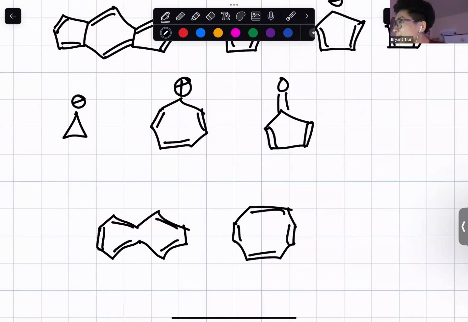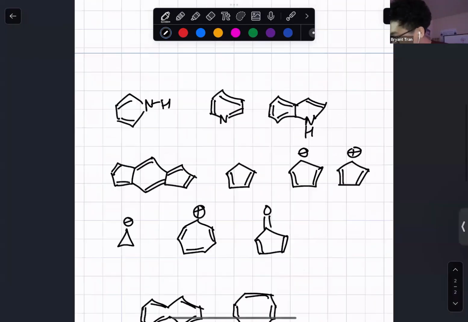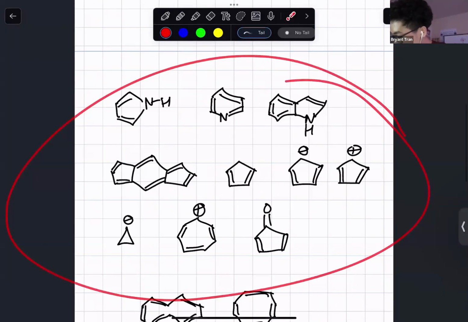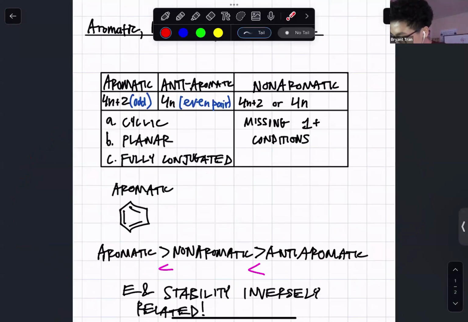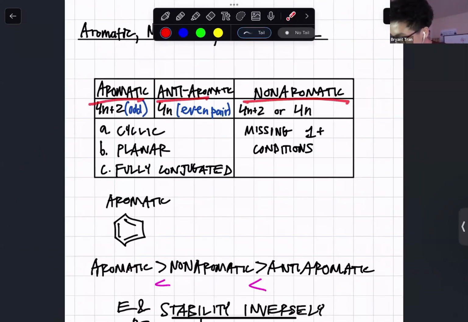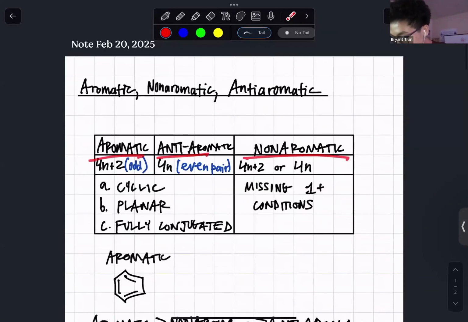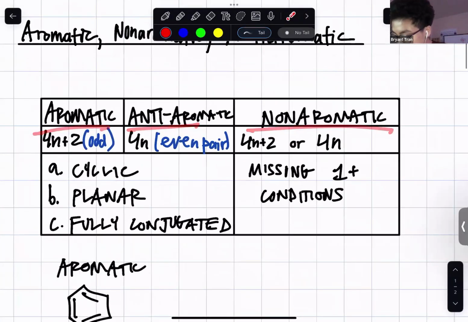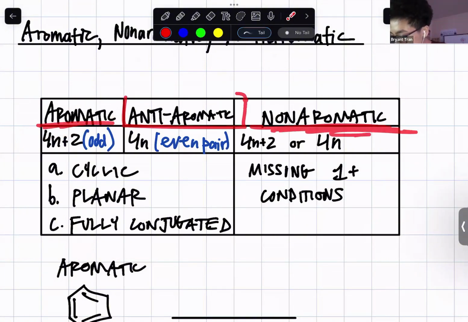Okay, so since everyone here is in team B, I'll give you a whole bunch of molecules here, and I want you guys to determine whether or not these molecules are aromatic, anti-aromatic, or non-aromatic. So let's go over them briefly again. This is just a way to classify what the molecules are. Aromatic molecules are the most stable, and then non-aromatic is the second most stable, and then anti-aromatic is the least stable.